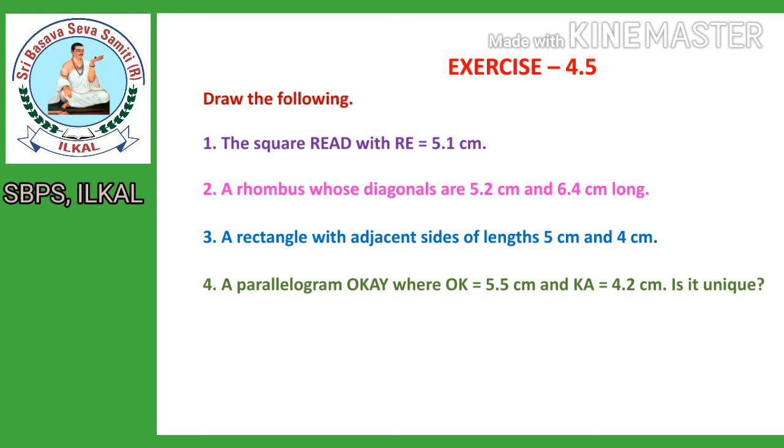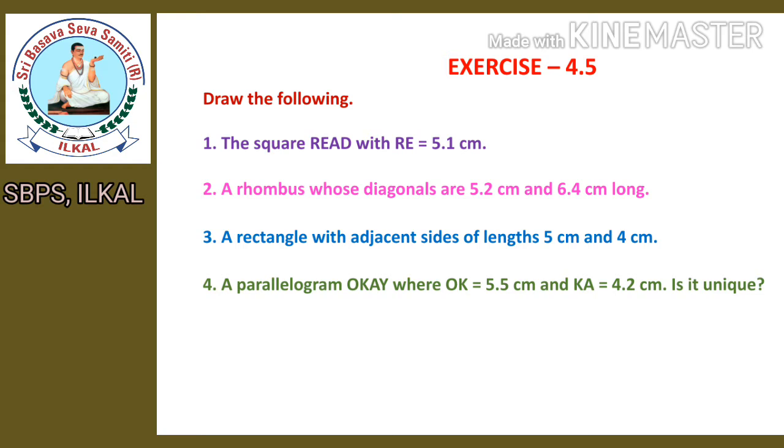Let us see which type of quadrilaterals they asked us to construct. Draw the following. First one, the square READ with RE equal to 5.1 centimeter. Second question, a rhombus whose diagonals are 5.2 centimeter and 6.4 centimeter long. Third question, a rectangle with adjacent sides of lengths 5 cm and 4 cm. Fourth question, a parallelogram OKAY, where OK is equal to 5.5 cm and KA is equal to 4.2 cm.